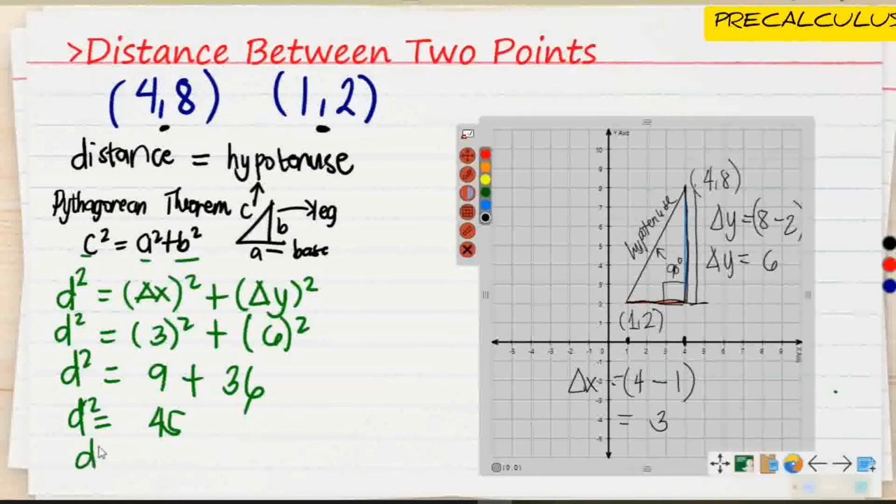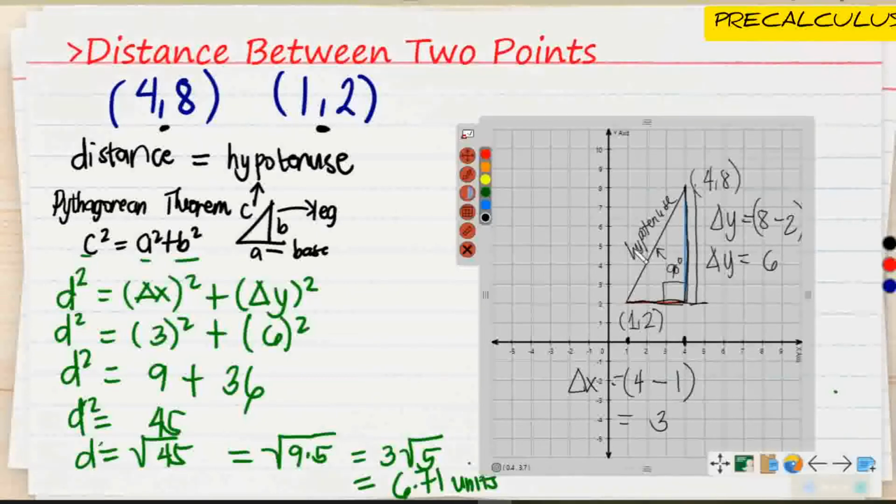So square root lang natin yung 45, which is equal to, factor lang natin siya, 45, so 9 times 5. So square root ng 9 is 3. Then square root of 5, which is also equal to 6.71 units. So yung distance ng hypotenuse natin, or yung length ng hypotenuse na to, is equal to 6.71 units, or 3 square root of 5.